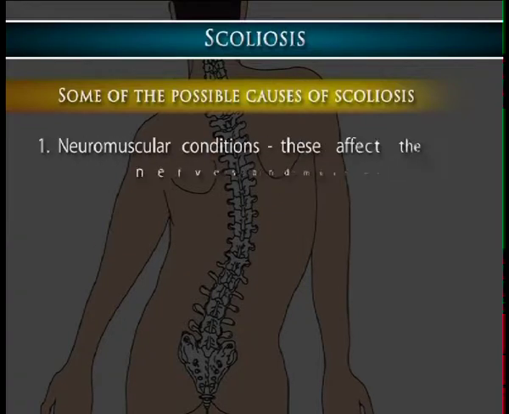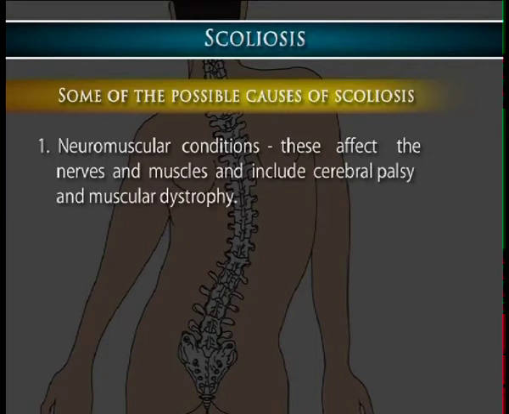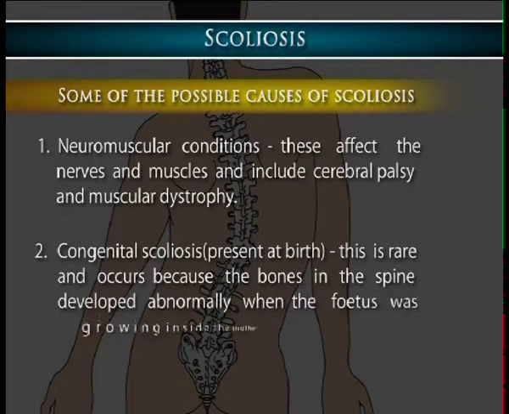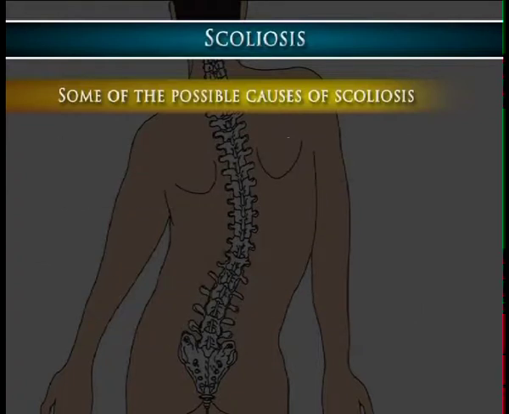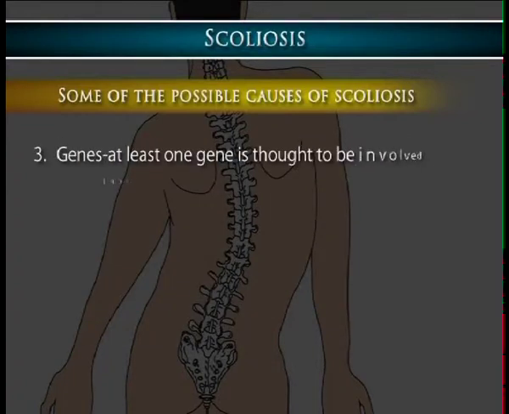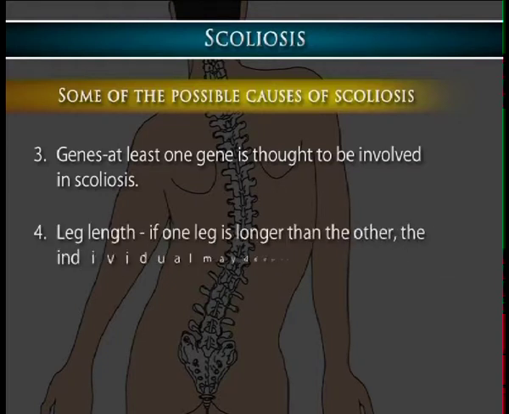First one, neuromuscular conditions. This affects the nerves and muscles and includes cerebral palsy and muscular dystrophy. Second one, congenital scoliosis, that is present at birth. This is rare and occurs because the bones in the spine develop abnormally when the fetus is growing inside the mother. The third one is genes. At least one gene is thought to be involved in scoliosis. Fourth one, leg length. If one leg is longer than the other, the individual may develop scoliosis.